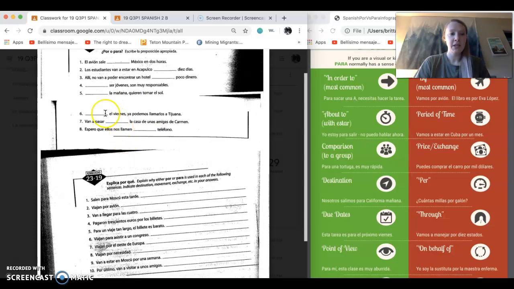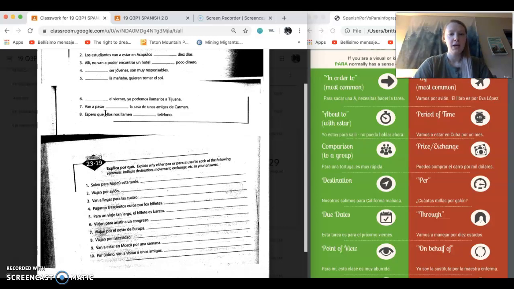Okay, number 6. It's saying blank el viernes. So something about Friday. It says we can call them at Tijuana. So this one I took as a due date. Okay, so on Friday we can call them. That's a due date, right? Like you can do it on Friday. So for that one I put para dash due date.